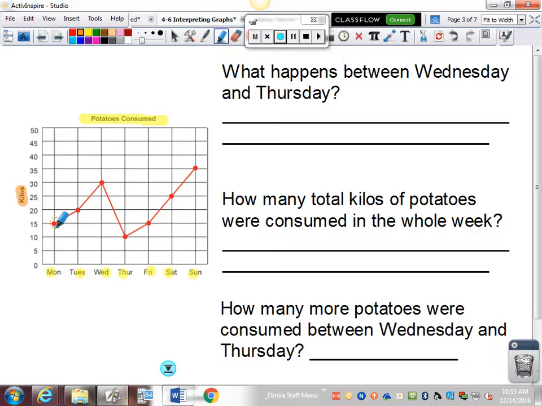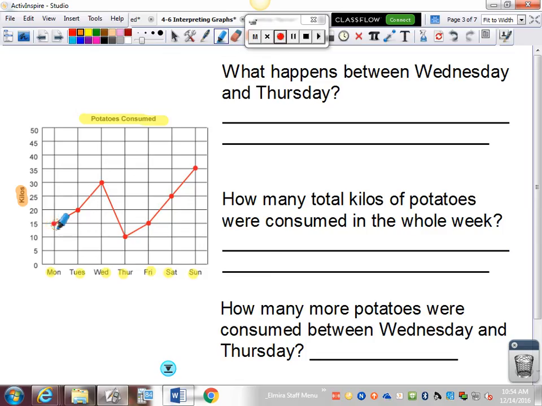That is not the kilograms of potatoes consumed by one person. This might be how many potatoes are consumed by, say, kids at a summer camp or in a restaurant or something like that. So it's not one person.